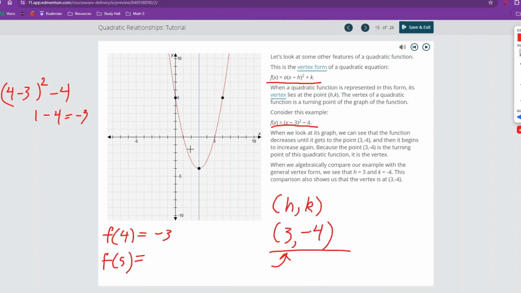f of 5 is going to be 5 minus 3 squared minus 4, which in turn is going to be 2 squared, which is 4, minus 4 is going to equal 0. So we could plot those points here. So that point in turn is going to be 4, negative 3, which is 1, 2, 3, 4, 1, 2, 3. And this point is going to be 5, 0. 1, 2, 3, 4, 5, 0.